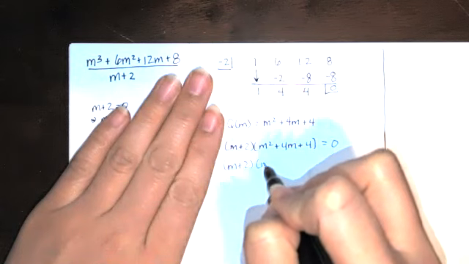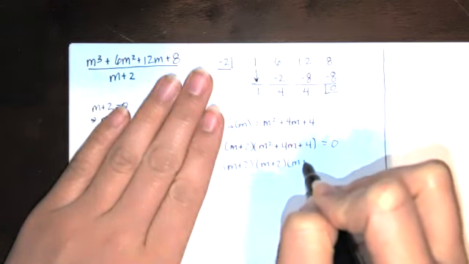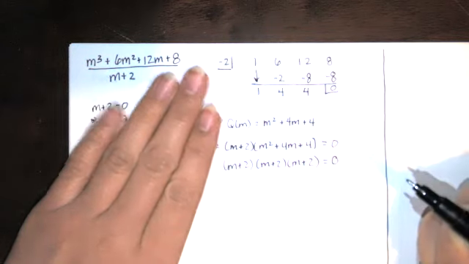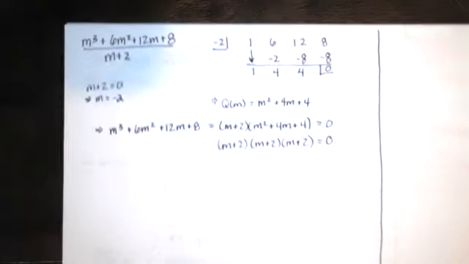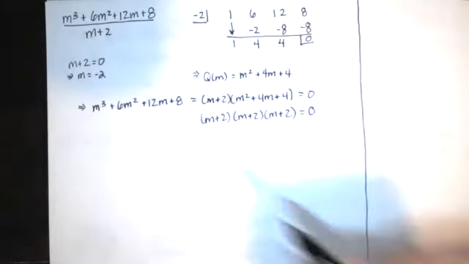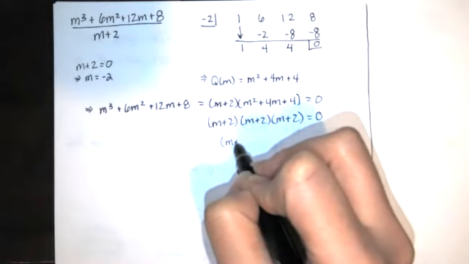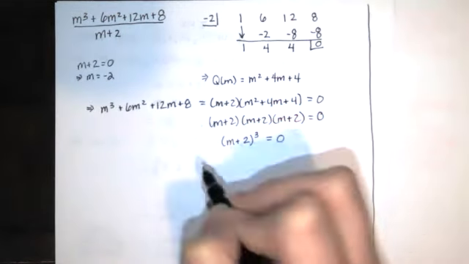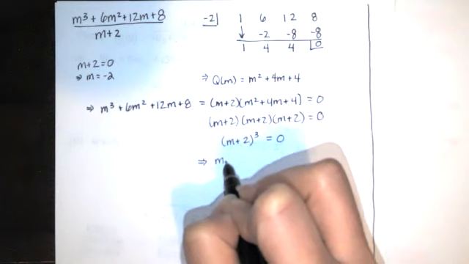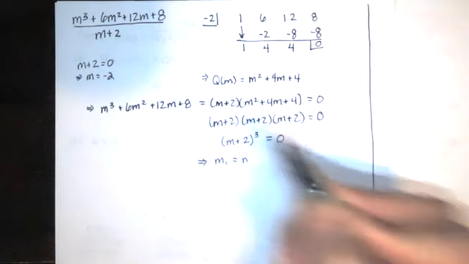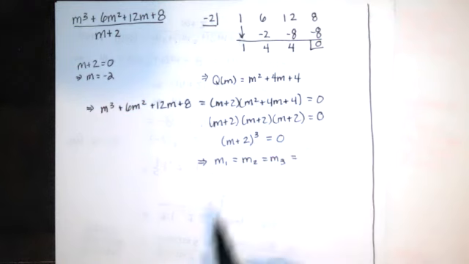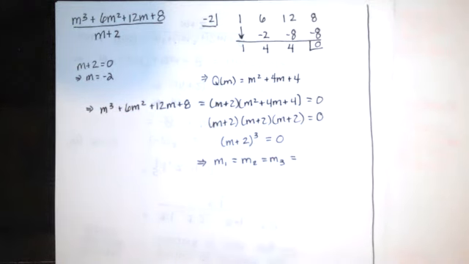It actually factors to m plus 2 times m plus 2. I've got two numbers that multiply to give me 4 that add to 4. 2 and 2 will work. And it turns out that we have 3 factors of m plus 2 there. So we've got a repeated root, m plus 2 cubed. So we get 3 m values because it was a cubic polynomial, but they're all the same. m1, m2, and m3 all turn out to be -2.